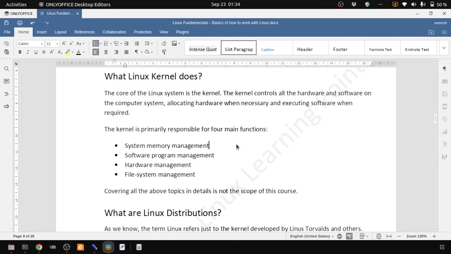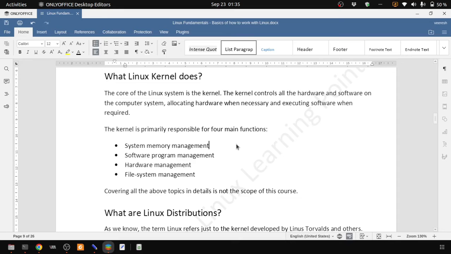And software program management, I think this is more towards the execution of programs, scheduling of programs, and all of that is taken care of by the Linux kernel. The hardware management means that you will have a lot of devices connected to your computer, or if it's an embedded system, a lot of peripherals, and each of these has to be managed, and this is done by the Linux kernel.